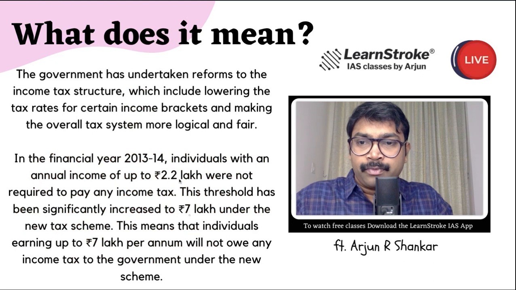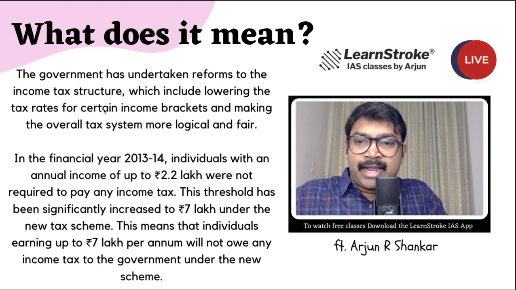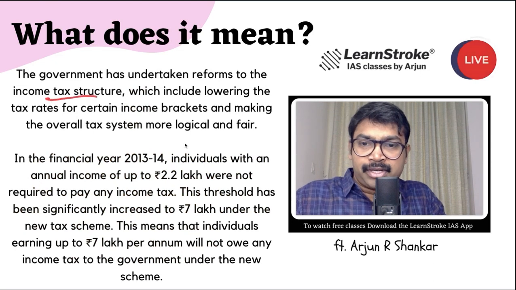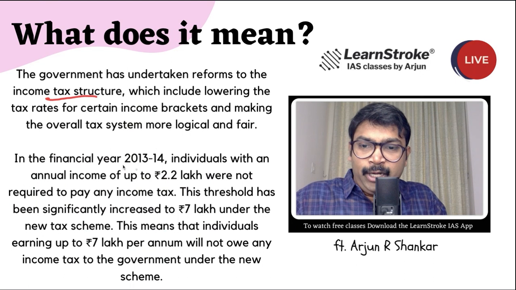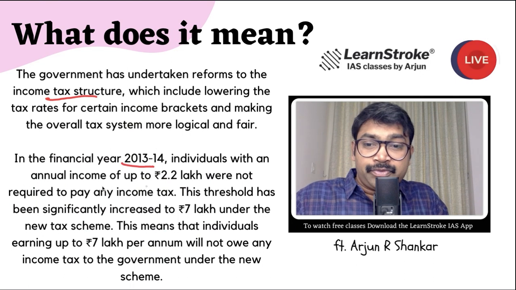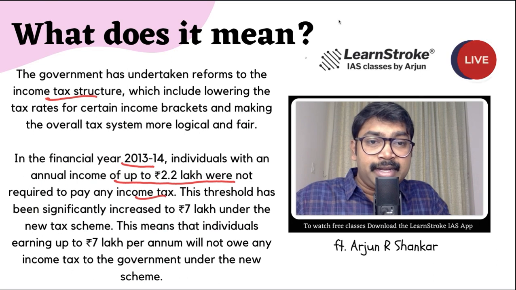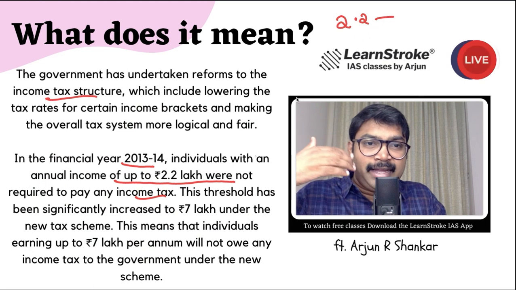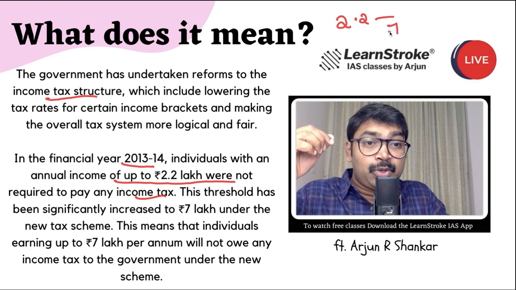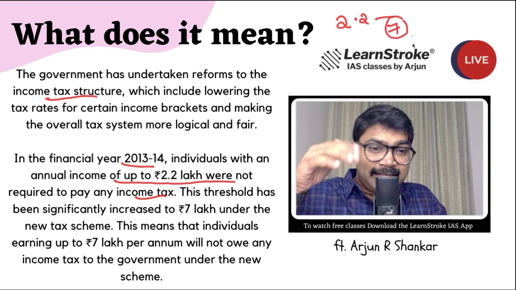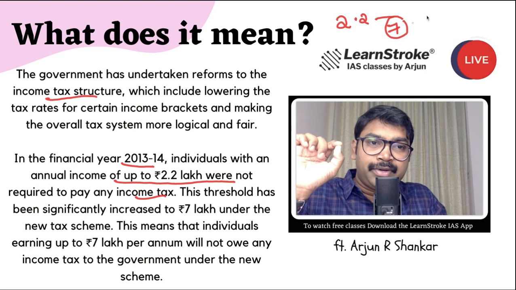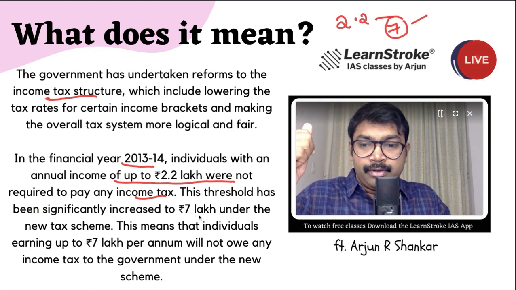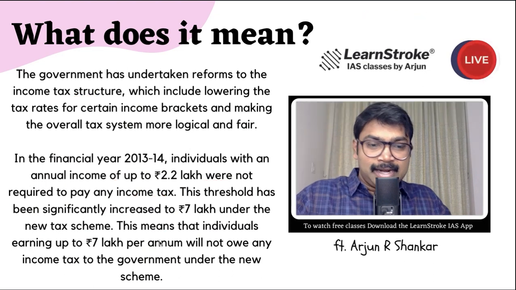Let's see. The government has undertaken reforms to the income tax structure, and you can see that in 2013, individuals with an annual income of 2.2 lakhs were not required to pay any income tax. So in 2013, if your income was above 2.2 lakhs, you were supposed to pay tax. So this has significantly increased. Now they have made it 7 lakhs. If your income is less than 7 lakhs, you don't have to pay tax. If it is more than 7, you have to pay. So that is the clear understanding of this statement.